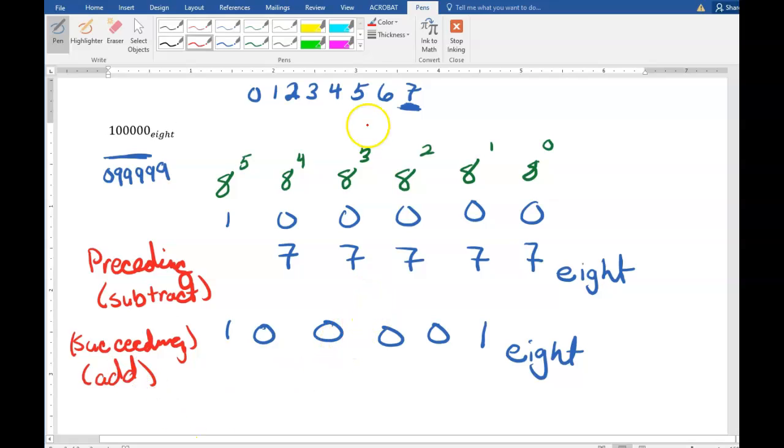Okay? And remember, if you're subtracting 1, you're actually going 1 less than the base that you're looking at.